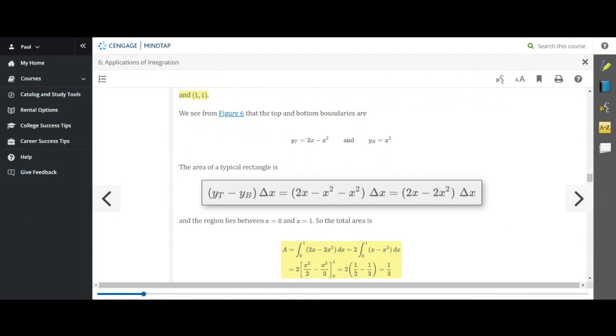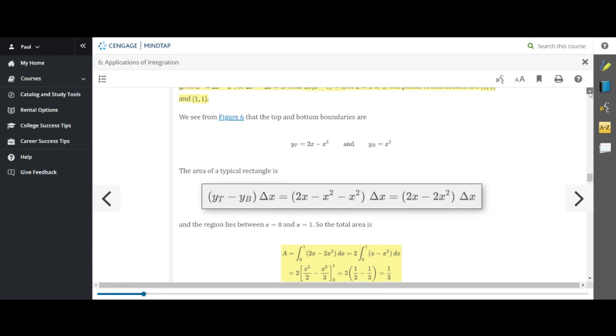Okay, so are there any questions so far? Yes, Samuel. The problem originally said the side bounds were 0 and 1. Well, the region lies between x equals 0 and x equals 1. You weren't given that.